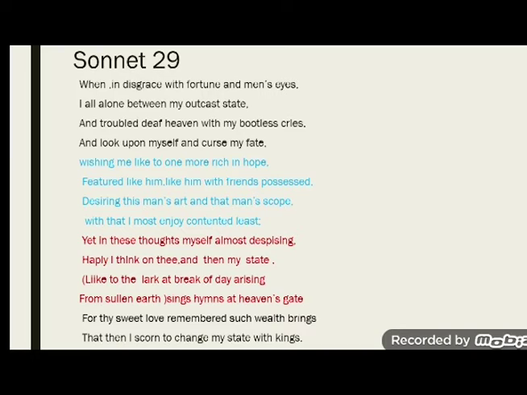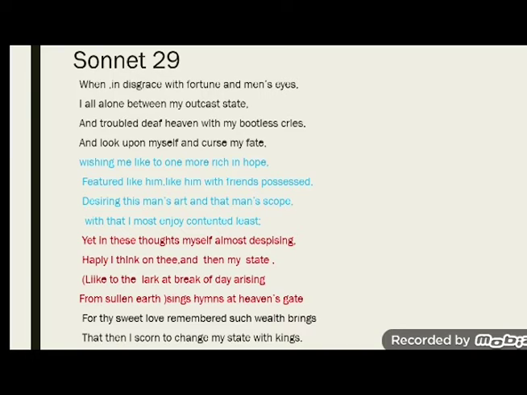In such a situation, what shall I do? This pitiable condition, and trouble, "I just cry and trouble the deaf heaven with my bootless cries, and look upon myself and curse my fate." Here, the poet says, this pitiable condition, I just cry. He has no friends, no money. I look upon myself and curse my fate.